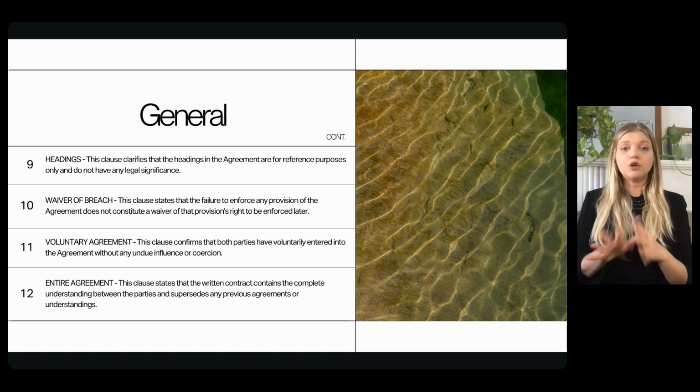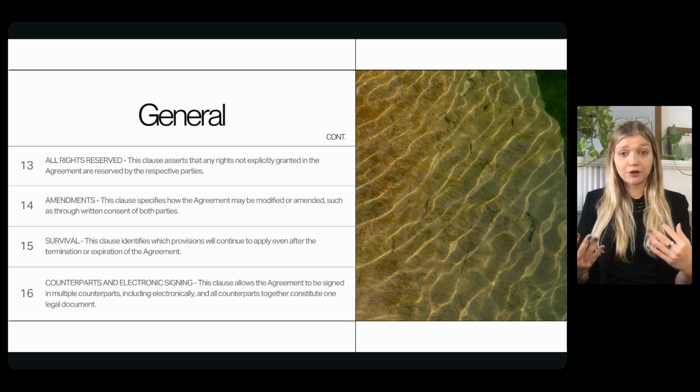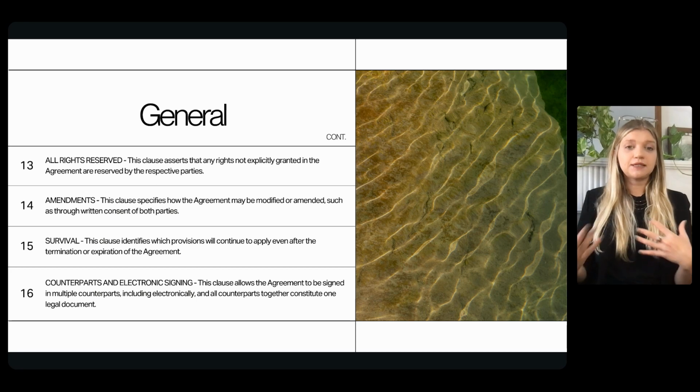Entire agreement. No other agreement outside of what is in this contract is valid. So even if you agreed on something via email before you signed the contract, if it's not in the contract, it doesn't matter. Amendments. These basically state how to modify or amend your agreement.